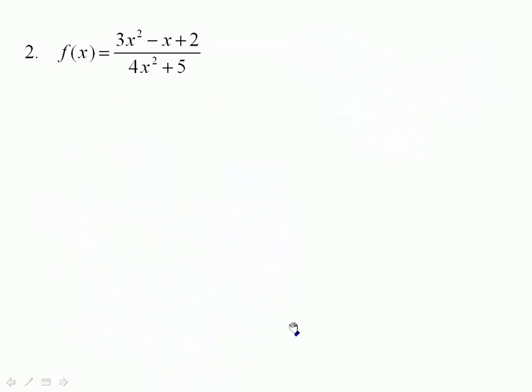Now, number 2, I'm not going to worry about this one. I'm going to bypass it because it doesn't really break a lot of new ground. If you do want the answer for your own work, f prime at x is equal to 4x squared plus 14x minus 5 all over 4x squared plus 5 to the 2. So check it out if you want, but I'm going to move on to the next one, which will challenge us a little bit more.